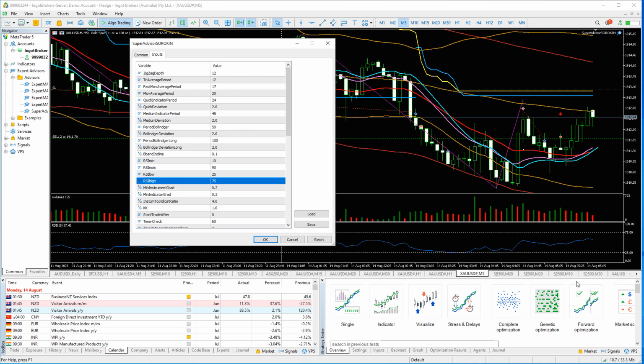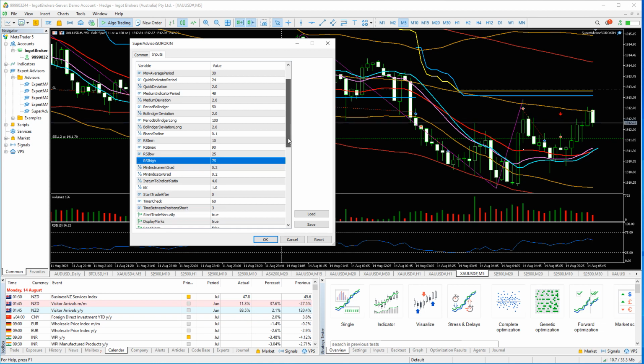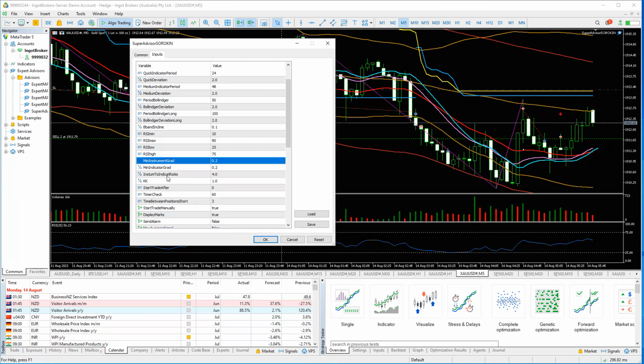Also RSI low and high is a tradable area. So it will be somewhere here, tradable RSI, and also we have minimum strength gradation. The gradation means the incline of RSI and the price. Sometimes there is a deviation. These are parameters. We can leave it at 0.2 or experiment.